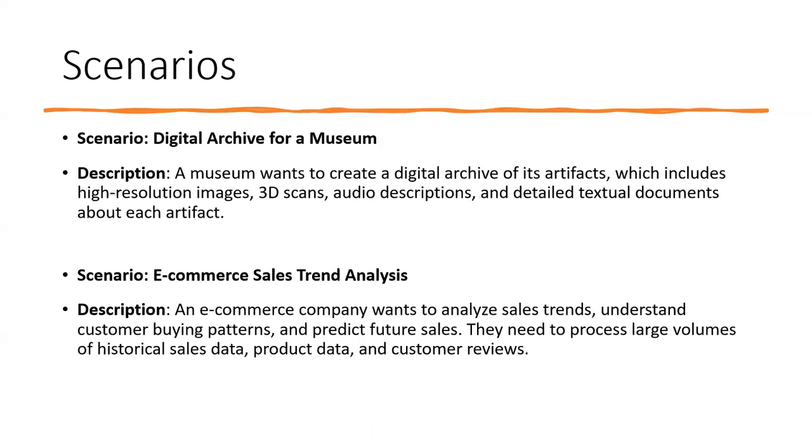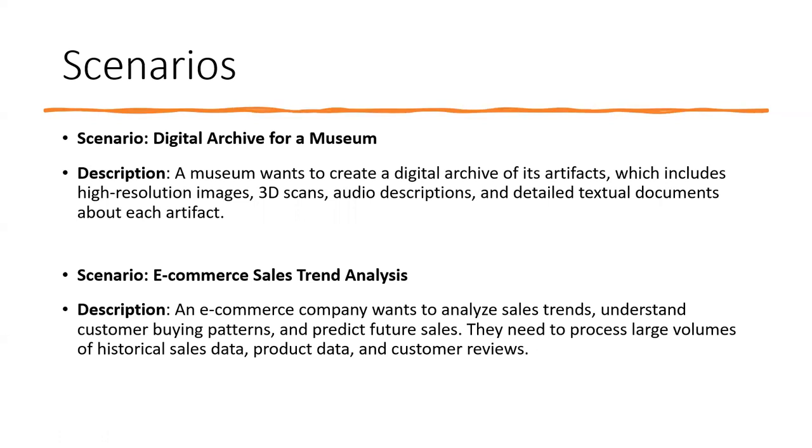Now, let's see what we got. We got a museum here. A museum wants to create a digital archive for its artifacts, which includes high resolution images, 3D scans, audio description, and detailed textual documents about each artifact. Think, well, the diverse data types and large file sizes make object storage like Azure Blob a good fit. If you're coming from Amazon, it's S3. They can handle the variety of unstructured data and ensure durability and accessibility. Very good.